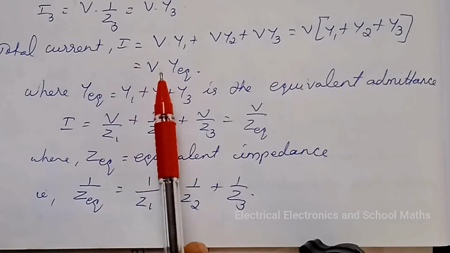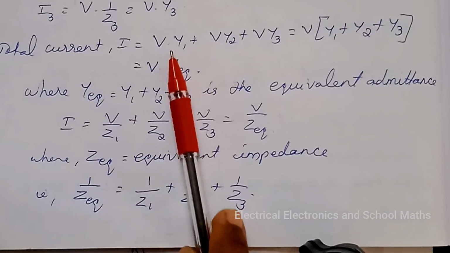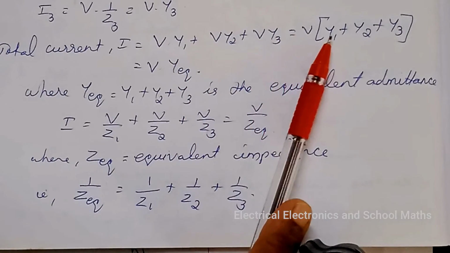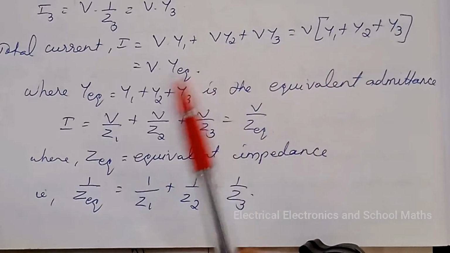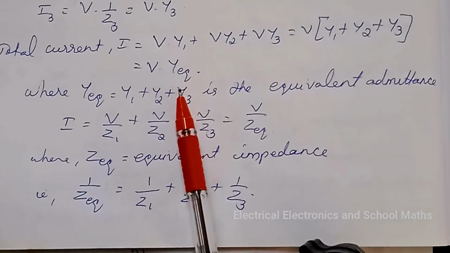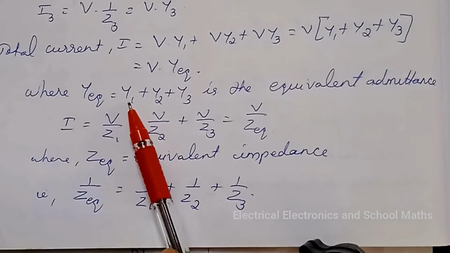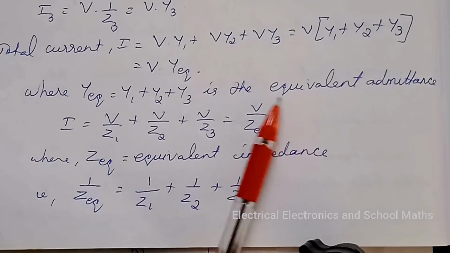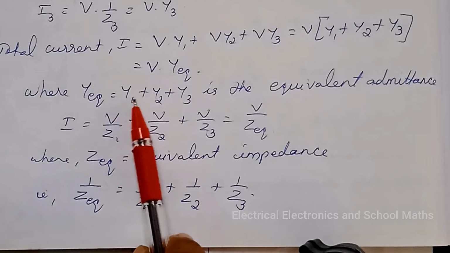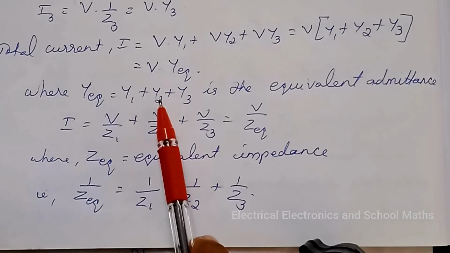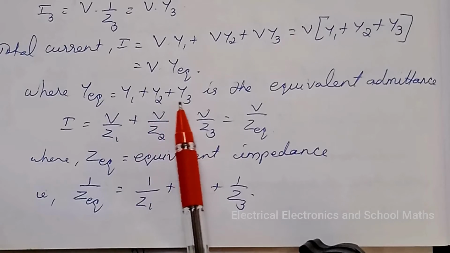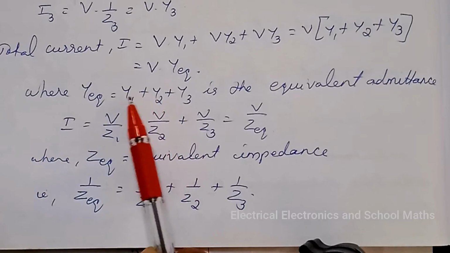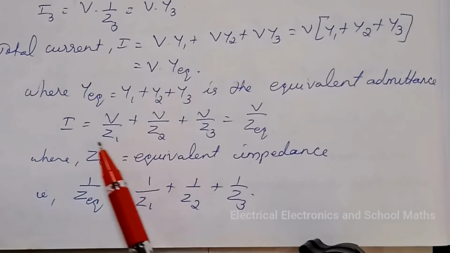So, the total current I is equal to V into Y1 plus V into Y2 plus V into Y3, that is V into (Y1 plus Y2 plus Y3), that is V into Y equivalent, where Y equivalent is Y1 plus Y2 plus Y3, the equivalent admittance. That is, if Y1, Y2, Y3 are the admittances in a parallel circuit, then the equivalent admittance will be equal to the sum of each admittance.